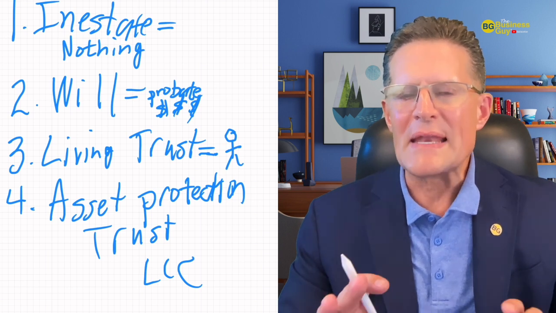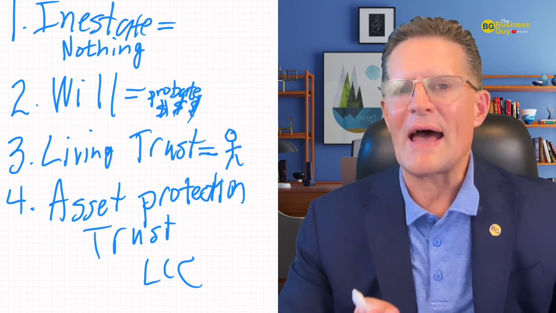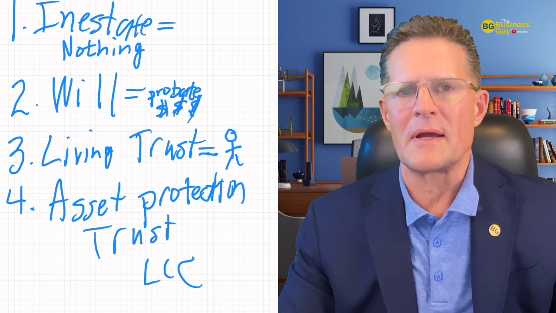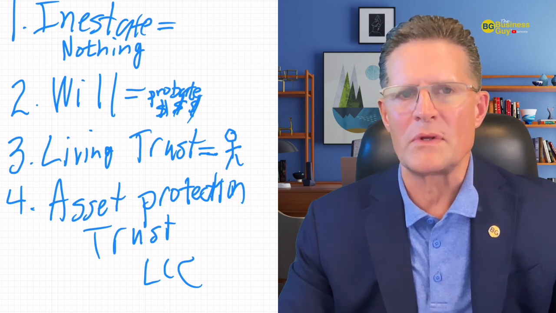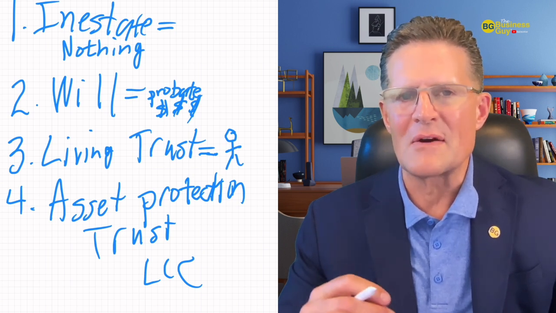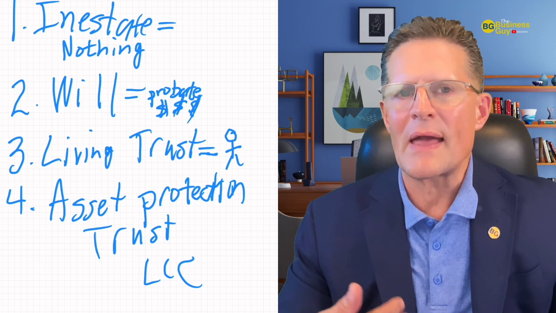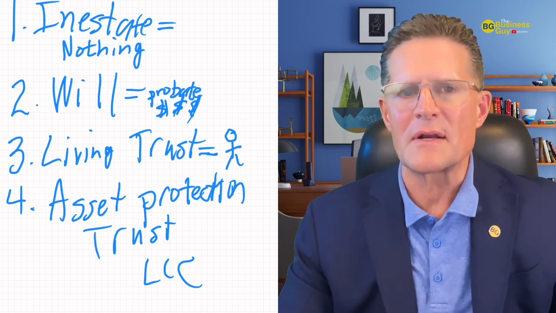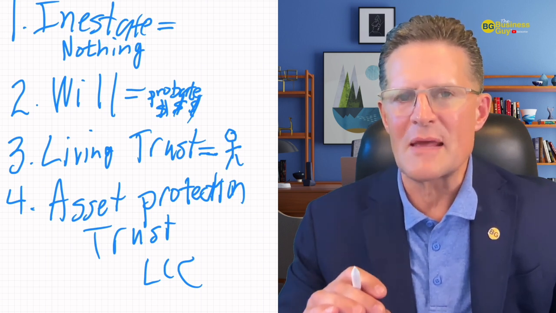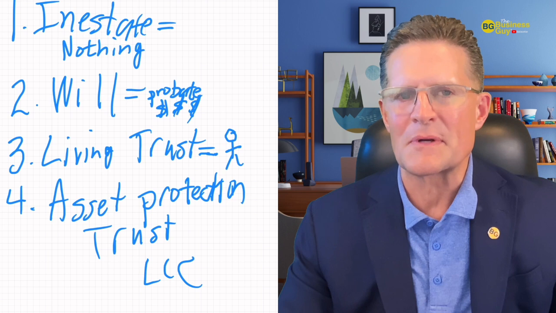So you can name your living trust as the subsequent beneficiary of your asset protection trust, so that when you die, everything that was in your asset protection trust is now handled by your living trust. Alternatively, you can utilize the estate planning provisions in the asset protection trust itself.